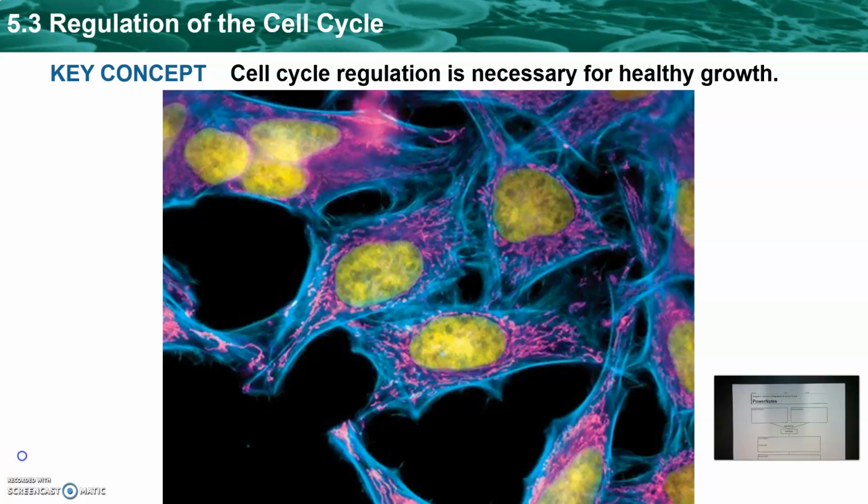Today we're talking about Chapter 5, Section 3, which is the regulation of the cell cycle.